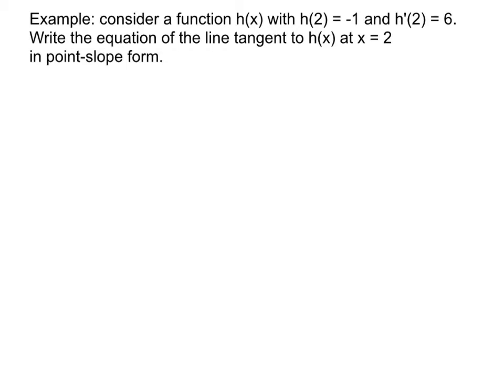This example says, consider a function h of x with h of 2 equals -1 and h prime of 2 equals 6. Write the equation of the line tangent to h of x at x equals 2 in point-slope form. So pause the video, see if you can understand what I'm giving you, and see if you can give me what I'm looking for. Okay?